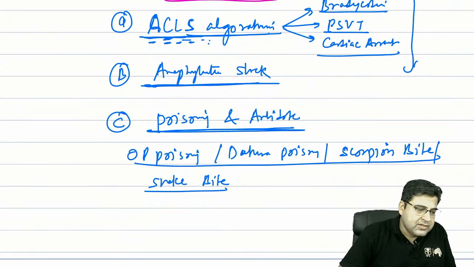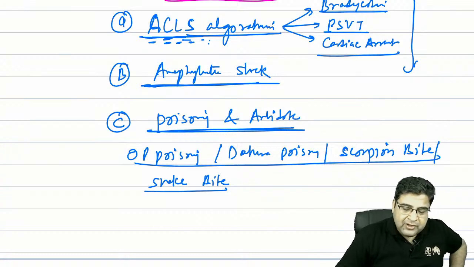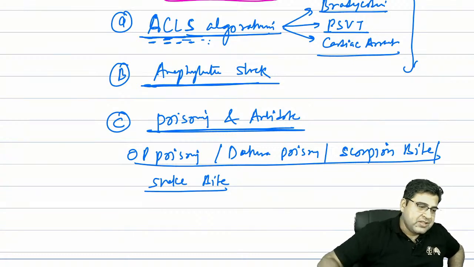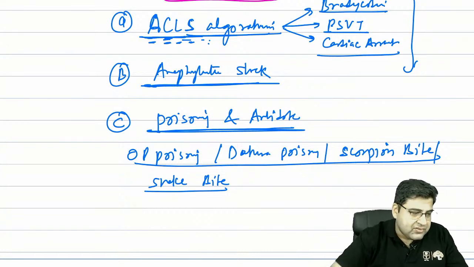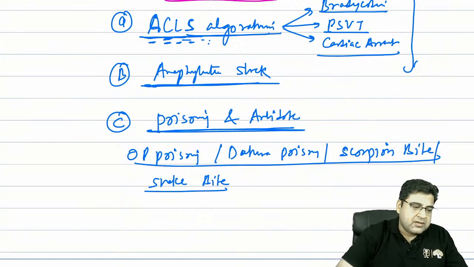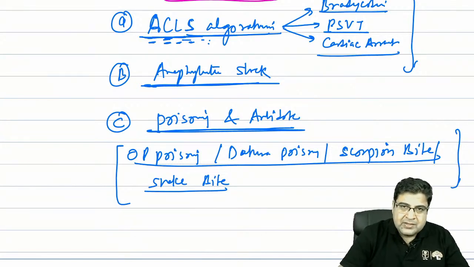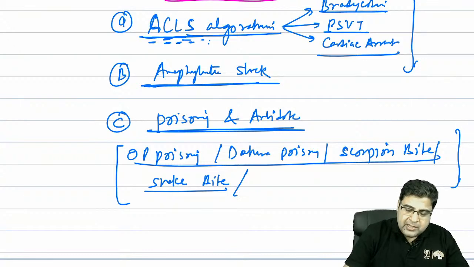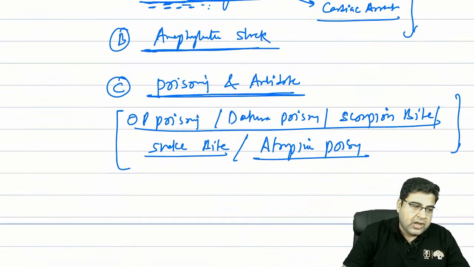Yes, mushroom poisoning, Aprajita, now they will not be asked. The reason is in India we don't have mushroom poisoning cases. Mushroom poisoning is more common in Europe. Maybe it was asked in the 1980s or 90s, but now it will not be asked. So don't give time to mushroom poisoning. Concentrate on organophosphate poisoning, Datura poisoning, scorpion bite, snake bite, atropine poisoning. These kinds of poisonings or toxicities they can ask you, and how to control them.